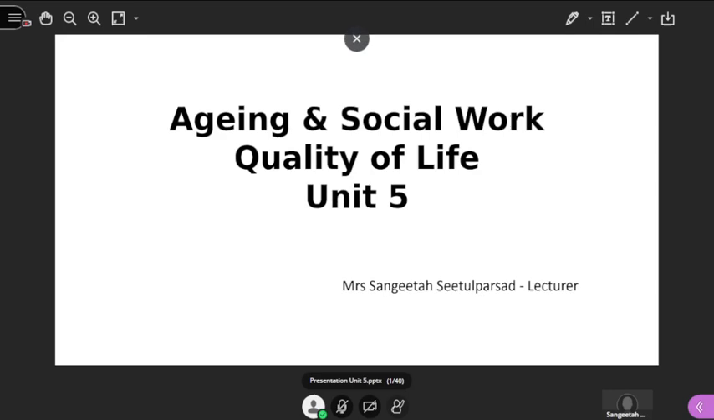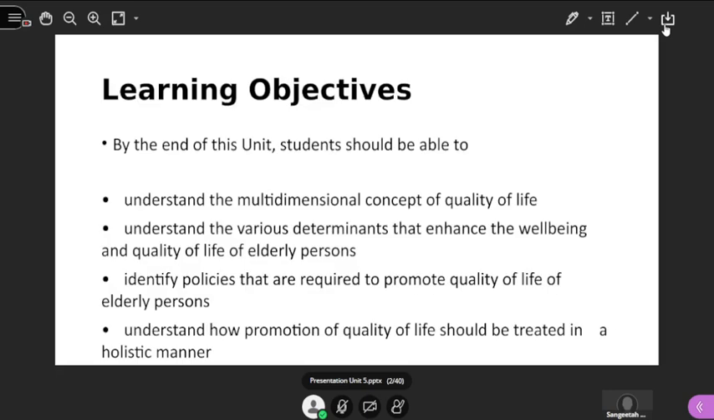Okay, so quality of life. I know you are well aware about quality of life now. Why? You have been doing your assignment, so you're very well aware about quality of life. So at the end of this unit, you will understand the multidimensional concept of quality of life, the various determinants that enhance the well-being and quality of life of an elderly person, identify policies that are required to promote quality of life of elder person, and understand how promotion of quality of life should be treated in a holistic manner.